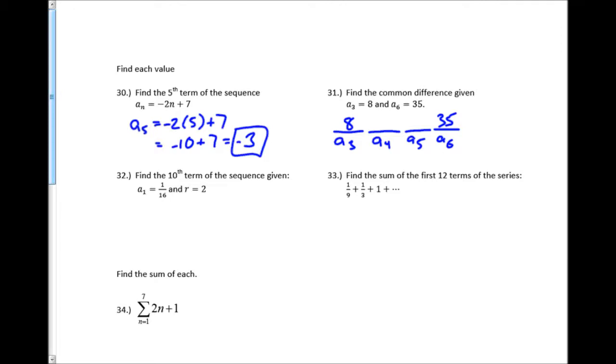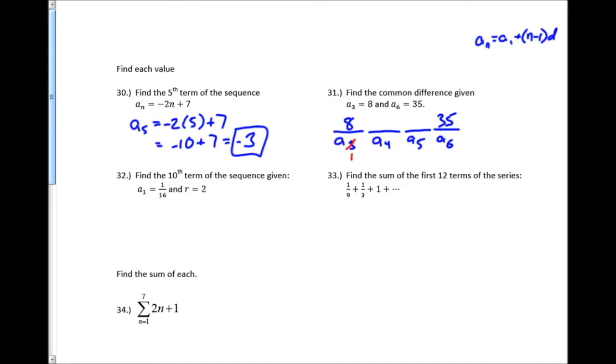I can do a little bit of guess and check and try to fill these in, or I can use my formula here for my arithmetic sequence, which is this. It's a sub n equals a sub 1 plus n minus 1 times d. And I can just solve for the d value because that's what I'm looking for here. Basically, I can relabel this thing.